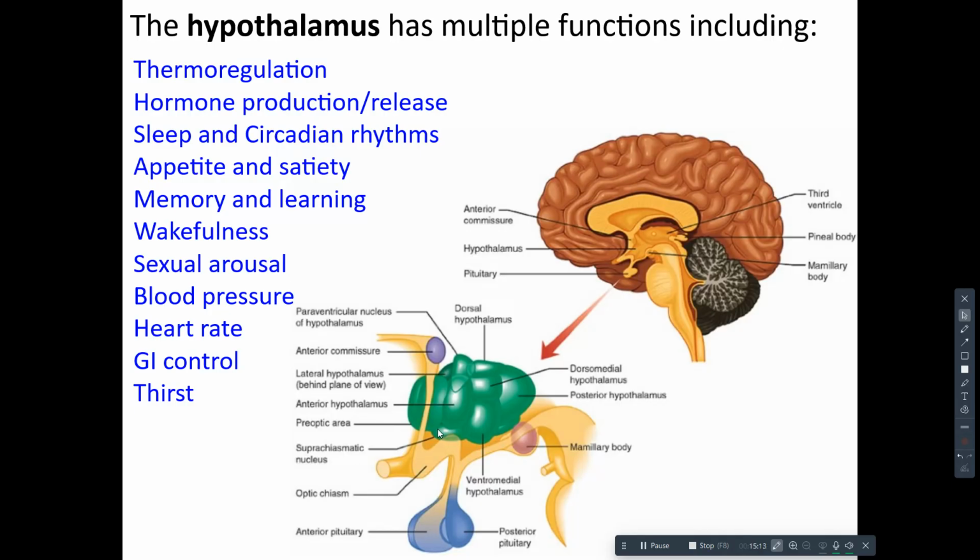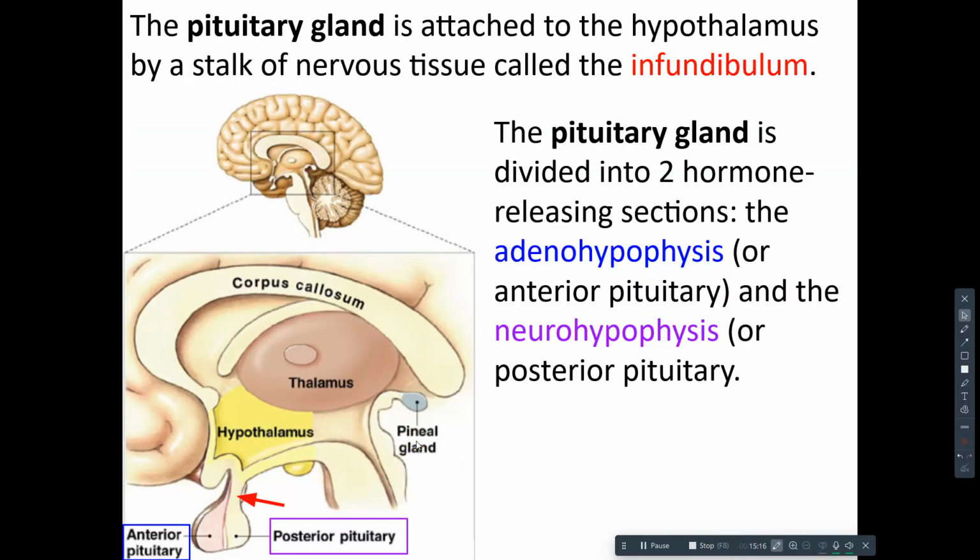So that's pretty much it for our hypothalamus, except for its attachment, which is the pituitary gland. My pituitary gland is attached to my hypothalamus via this little stalk of nervous tissue called the infundibulum. Now, my pituitary gland actually has two very different regions. There's an anterior pituitary, known as the adenohypophysis. Then there's a posterior pituitary, which is better known as the neurohypophysis. Nice, good words there. I like these a lot.